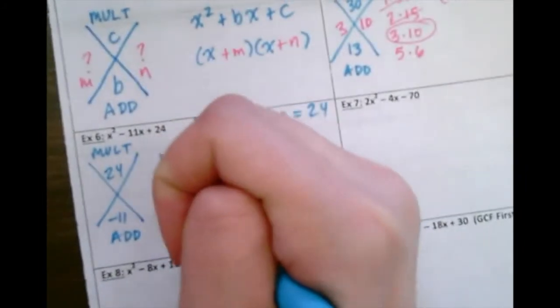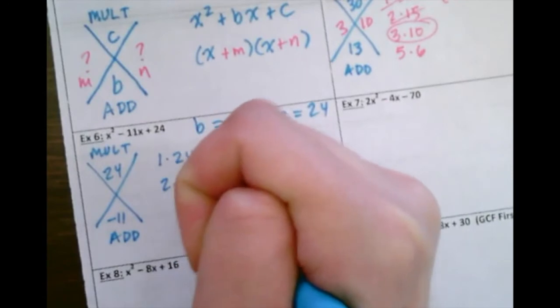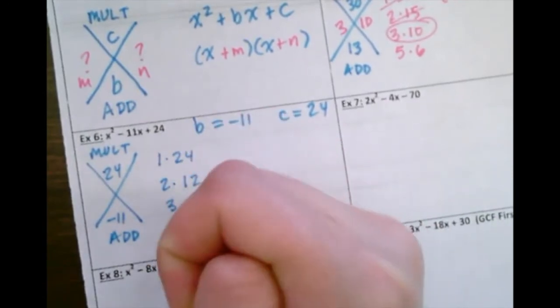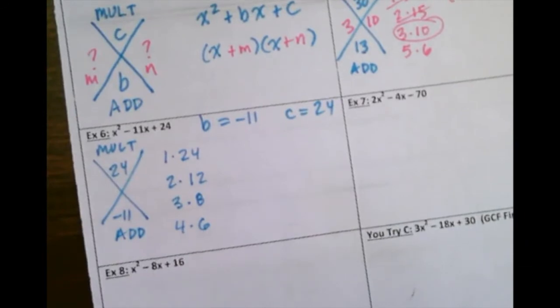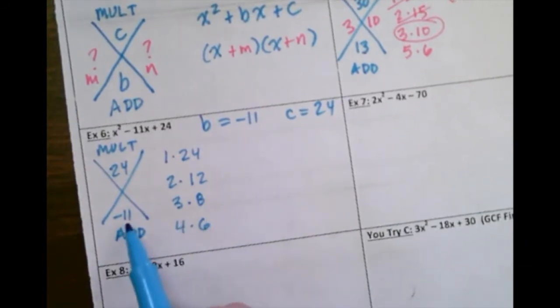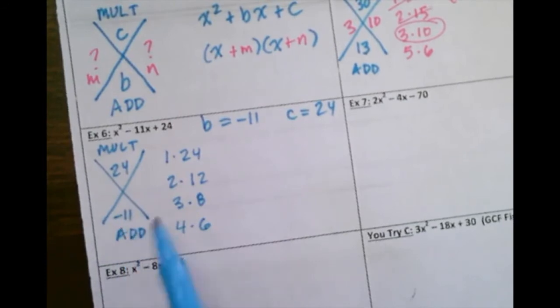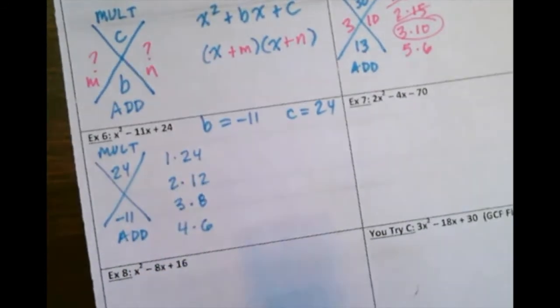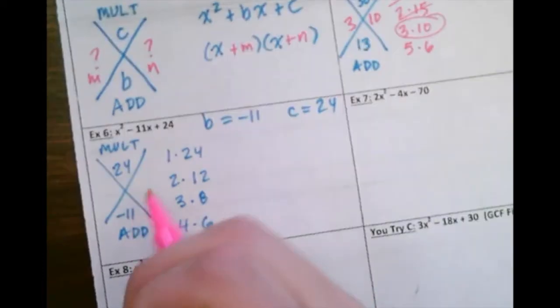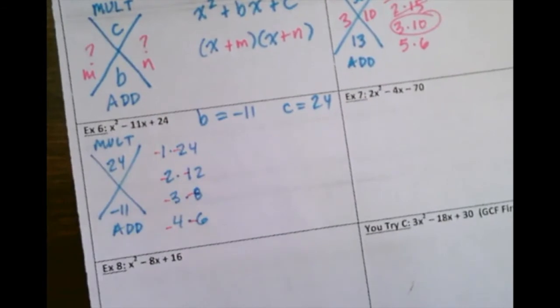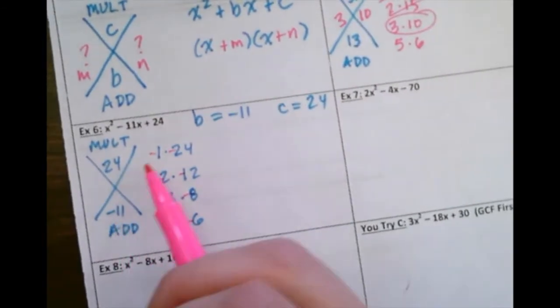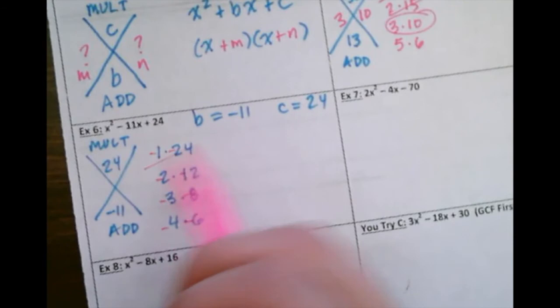So that's 1 times 24, 2 times 12, 3 times 8, 4 times 6. I think that's all there is. So now the thing is, though, if it multiplies to be positive but adds to be negative, that means both of the two numbers would have to be negative in order to add to be something negative. So I'm actually going to consider all of my factors as negative and then think which will add to be negative 11. Well, negative 1 plus negative 24, that's out.